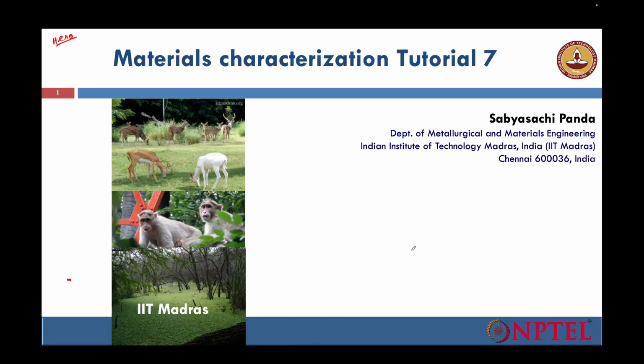So good evening and welcome to this 7th tutorial of the course Materials Characterization. I am Sabyasachi Panda from the Department of Metallurgical and Materials Engineering. Like we have done for the previous sessions, we'll first go through the concepts taught by the professor throughout the week, and then we'll solve some tutorial problems to understand those concepts, right?